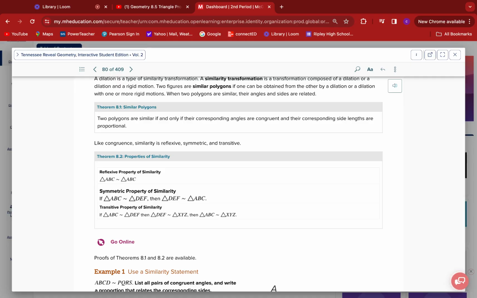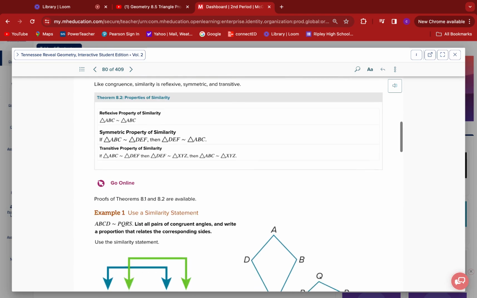All right, so two things have to happen for polygons to be similar. First, the angles have to be congruent to each other. I'm talking about angles that are sitting in the same position. And their sides have to be proportional. That would be the same scale factor. So two things have to happen for them to be similar.